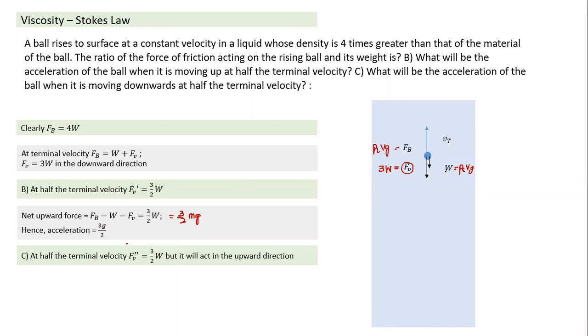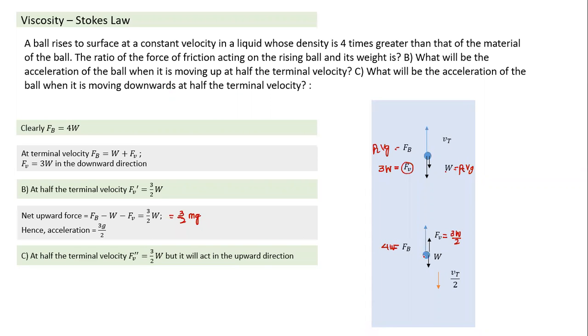If I continue here, what happens? Suppose this is a plastic ball, a plastic bullet, and you have a plastic gun. So what will be the acceleration of the ball when it is moving downwards at half the terminal velocity? Now, which direction is this motion? Let's understand. Velocity is in the downward direction. Viscous force will act in the upward direction. And since at terminal velocity viscous force was 3W, half the terminal velocity viscous force will be equal to 3W by 2. That's the viscous force which is acting. Force of buoyancy and weight will not change. This is weight and this is equal to 4W. So these are the forces acting.